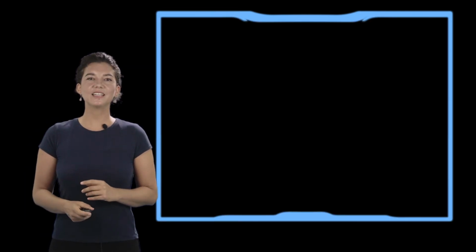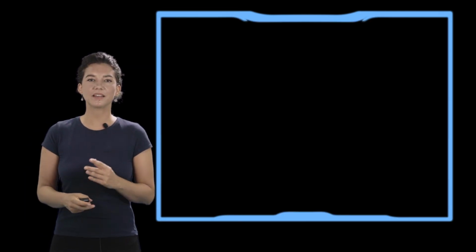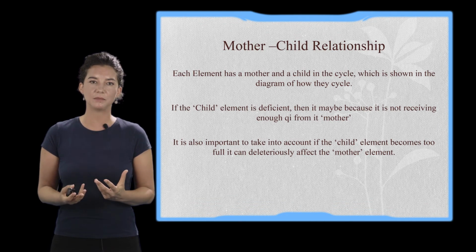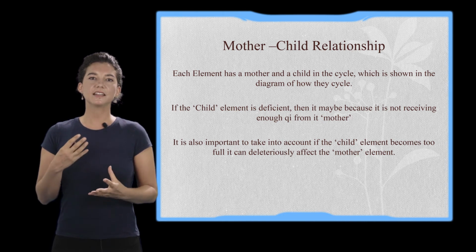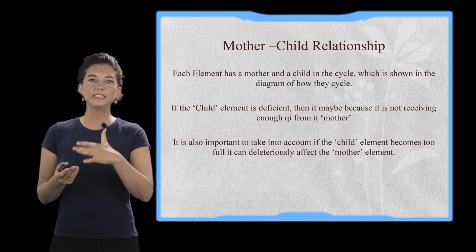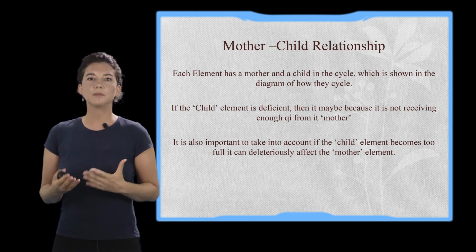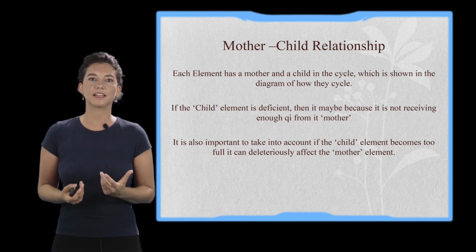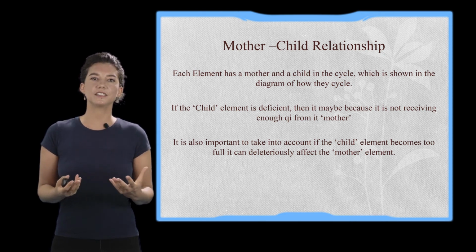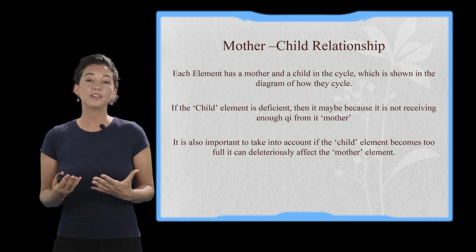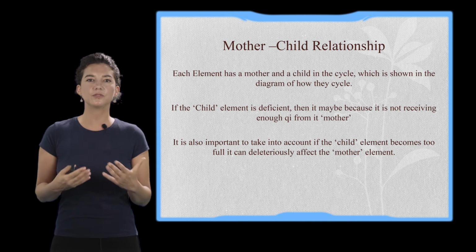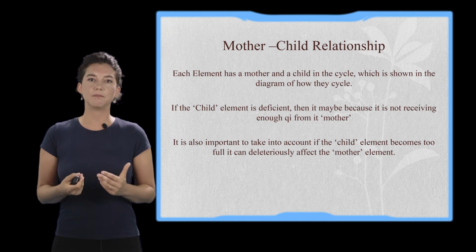Okay, so the 5 elements also have an understanding of a mother and child relationship within the elements. As much as they're generating one another, they're also feeding one another. Each element has a mother and a child in the cycle, which is shown in the diagram. If the child element is a little deficient, then maybe it's because it's not receiving enough qi from the mother. And the child element can also become a little too full and affect the mother element.